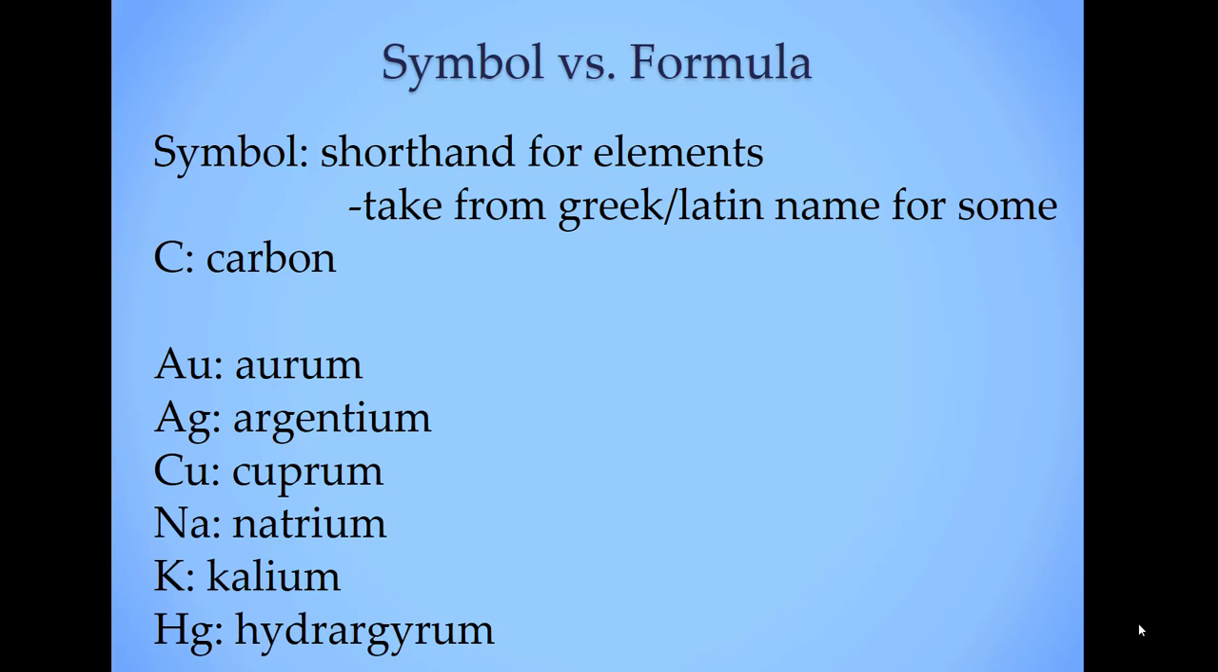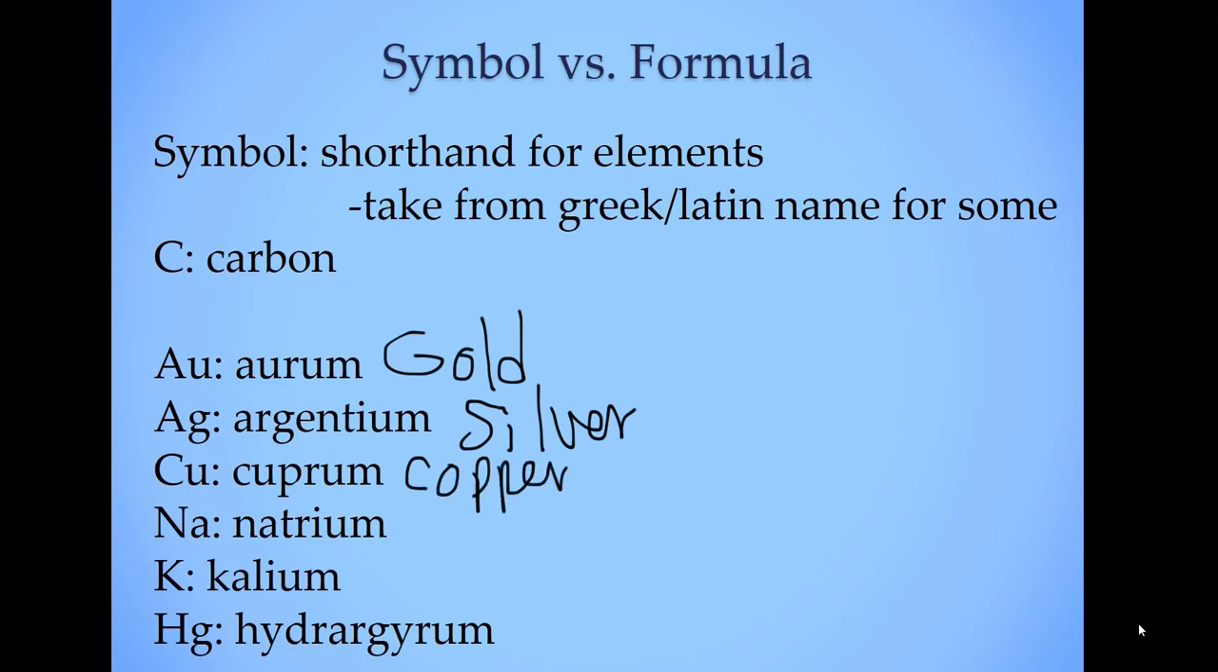Now looking on the periodic table, there are some symbols that seem to not match the name of their element. And that is because they use the ancient name of the element. So for example, Au is the symbol for the element gold. They take the Au from the ancient name Aurum. Ag is silver. Cu is copper. So these are all elements that existed anciently.